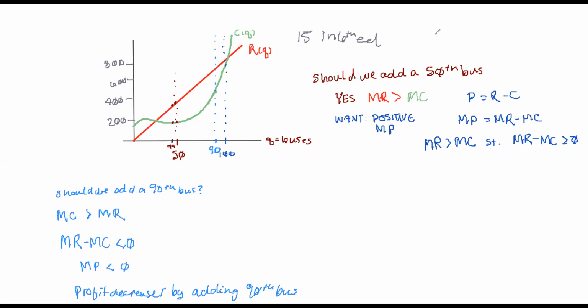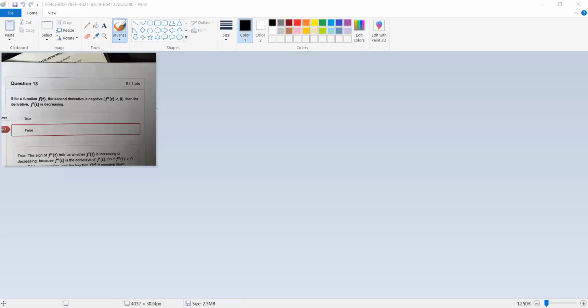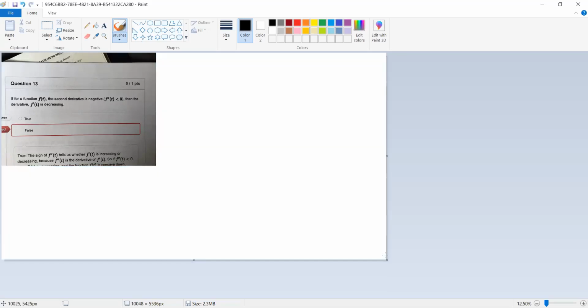I'm going to stop sharing really quick, and we're going to swap over to, can you see this? Yes. Okay. So for a function f of t, the second derivative, f double prime of t, is less than zero. It is negative. Then the derivative is decreasing.